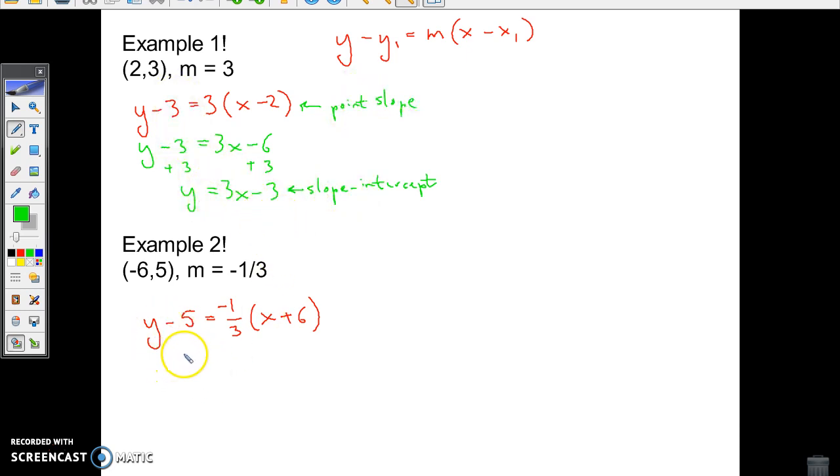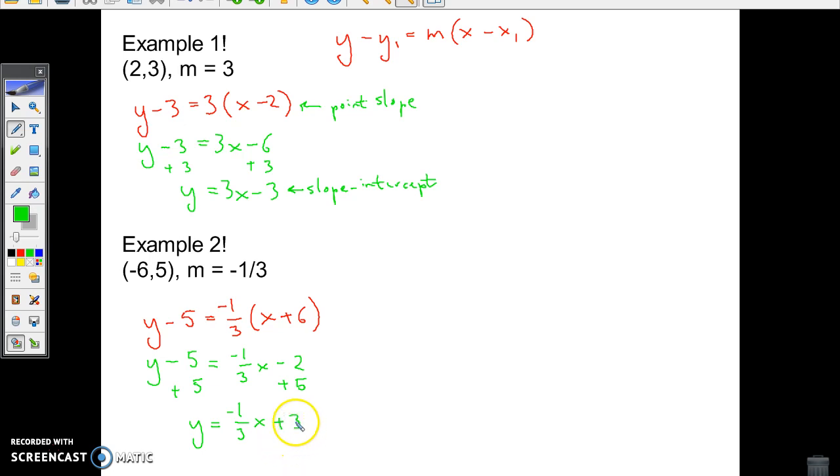Okay, same thing down here, y minus 5. If you distribute the negative 1/3, you get negative 1/3 x, and negative 1/3 times 6 is negative 2, and then you can add 5 to both sides. So y is then equal to negative 1/3 x plus 3. So you've got an intercept at 3 and then a slope of negative 1/3.